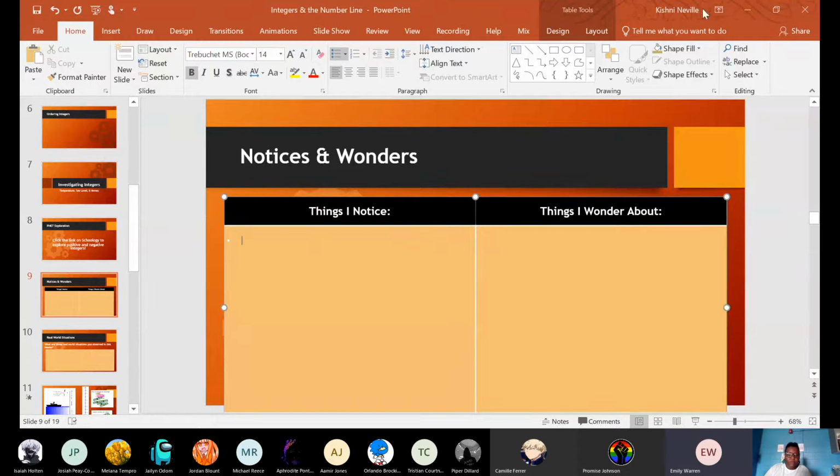I noticed when you move the penguin up and down that it goes from adding to subtracting. When you go up, it's adding, and when you go down, it's subtracting.